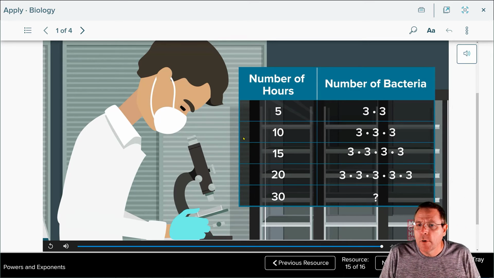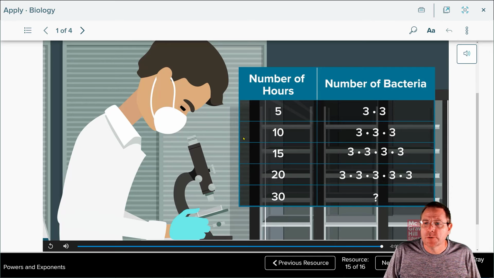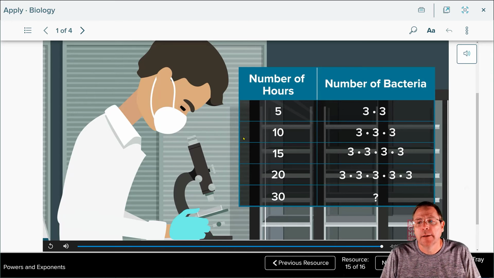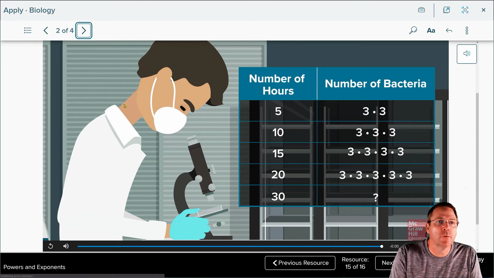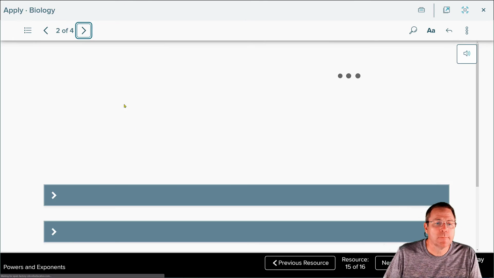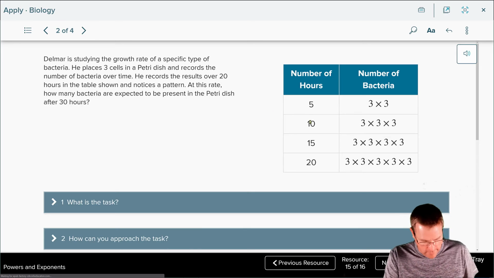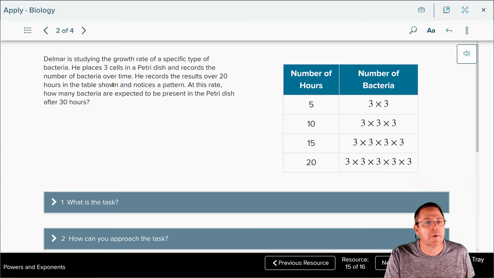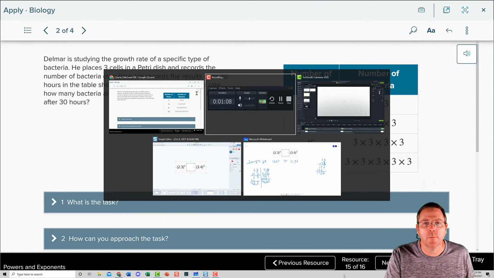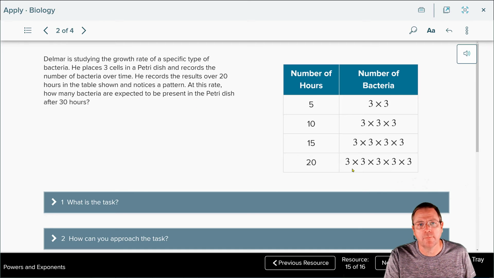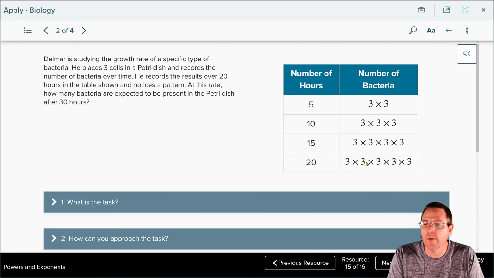Well, the way I'm looking at that is every 5 hours they add another 3 bacteria, or multiple of 3 I should say. So when we're working through this problem here, let's see here, how many can be expected to be represented in 30 hours. All right, that's a little different than what they had shown in the previous. In the video, it looked like they said 25, but they went 30 hours, so that's a little trickier.